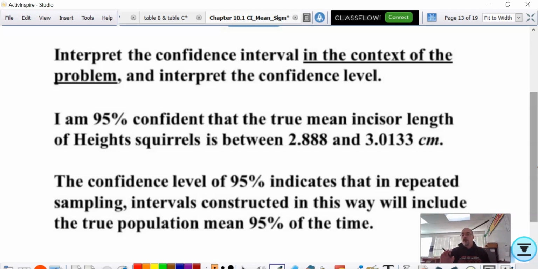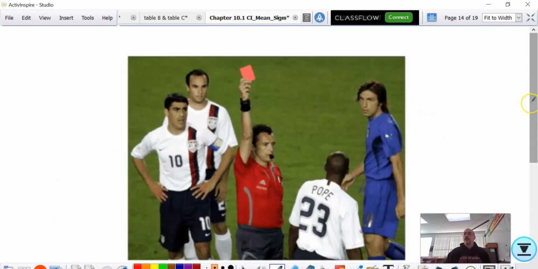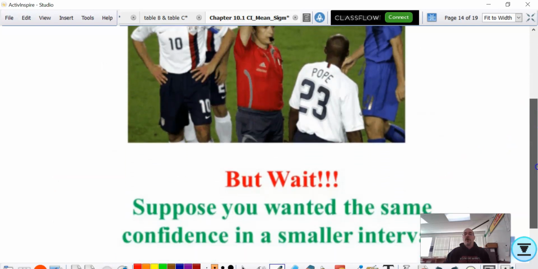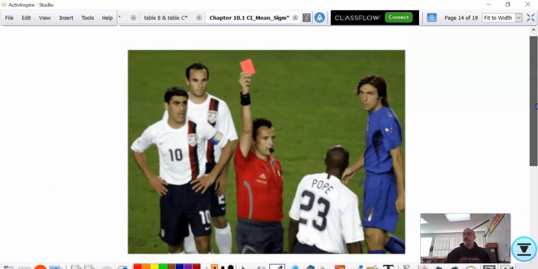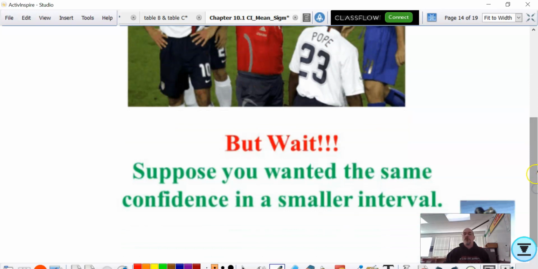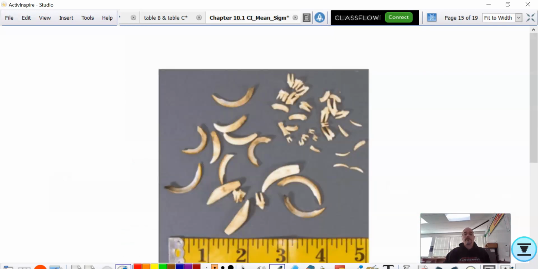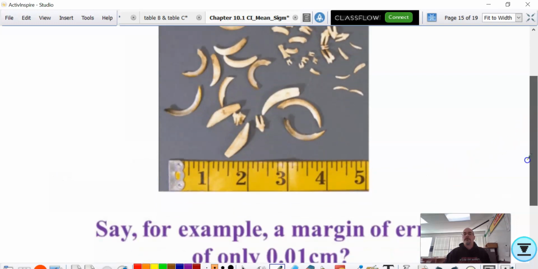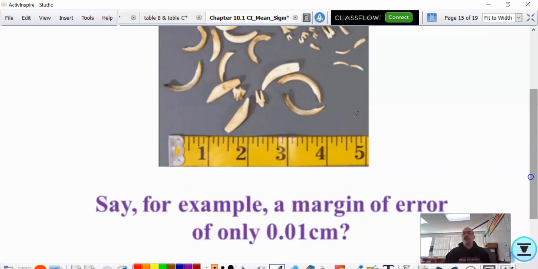Okay, so interpreting the confidence interval and interpreting the confidence level. Don't get those mixed up. All right, ladies and gentlemen. So, but wait. Okay, red card. Suppose you want the same confidence in a smaller interval. Say, for example, we want a margin of error of only 0.01 centimeters.